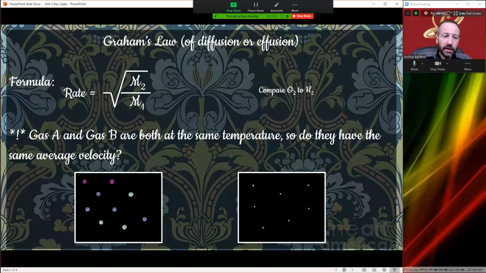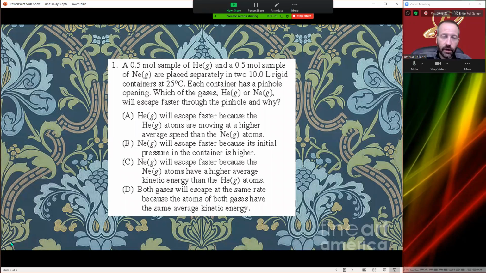Okay. Next up, maybe. There we go. Here is an old question that is about Graham's law. And let's see what we can do. A half-mole sample of helium gas and a half-mole sample of neon gas are placed separately in two 10-liter rigid containers at 25 degrees Celsius. Now, I don't know if any of those numbers matter yet. Let's keep reading. Each container has a pinhole opening. Which of the gases, helium or neon, will escape faster through the pinhole and why?